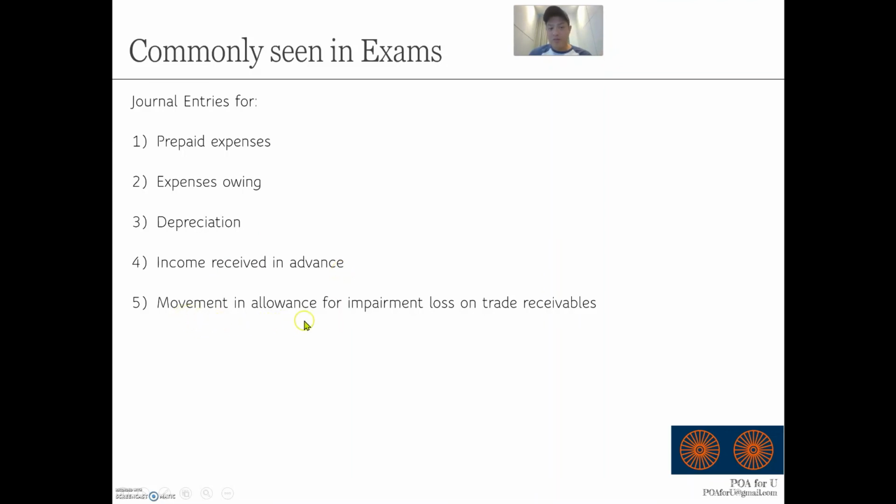Now, this other one, movement in allowance for impairment loss on trade receivables, I haven't touched on in this presentation, but I have talked about it in my paper 2 question 1 working solution. So go take a look at it. If you still have questions, let me know.